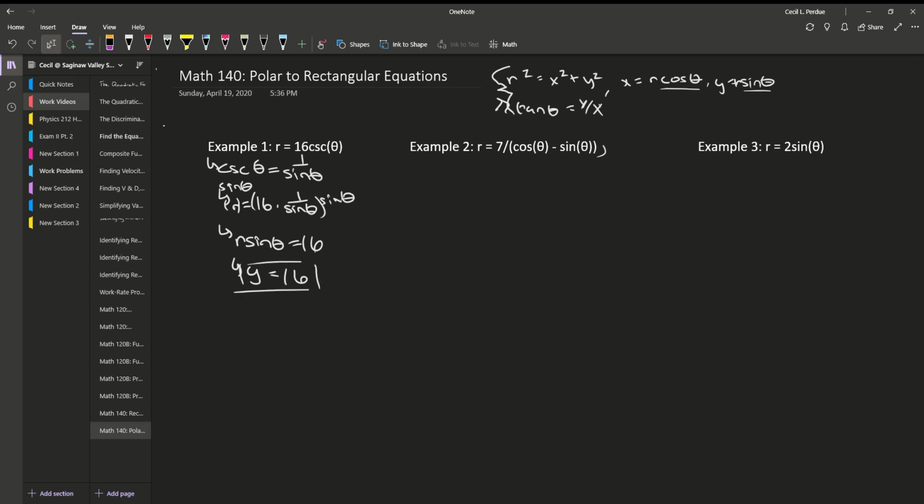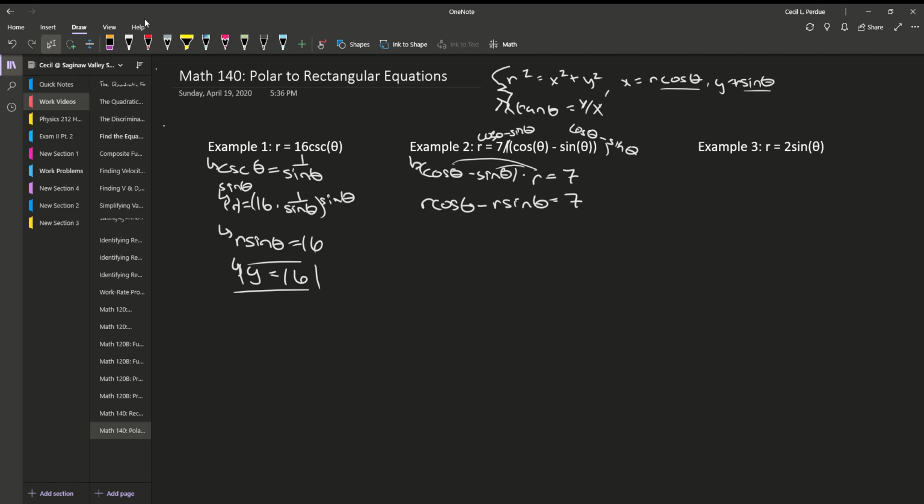For our next example, we have r is equal to 7 divided by cosine of theta minus sine of theta. What we're going to want to do is multiply both sides by cosine of theta minus sine of theta. And so we're going to get cosine theta minus sine of theta in parentheses multiplied by r is equal to 7. If we distribute the r, we have r cosine of theta minus r sine of theta is equal to 7.